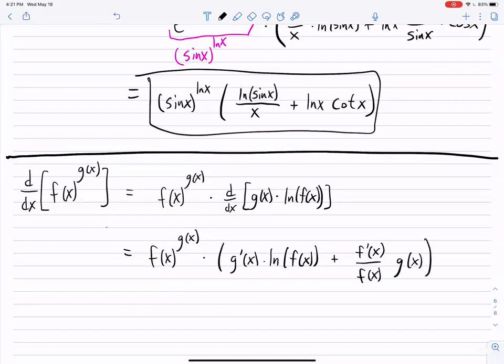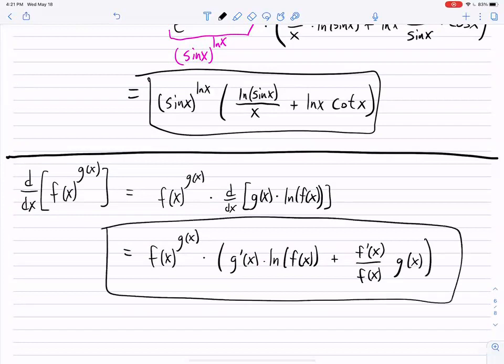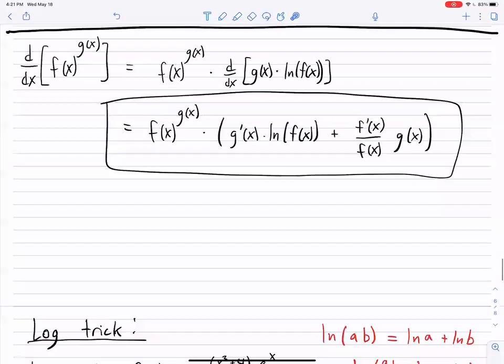And so in general, that formula will give you the derivative of f of x raised to the g of x, where f of x and g of x are just two functions. That might be helpful to you in the homework. Okay, let's do one last log trick.